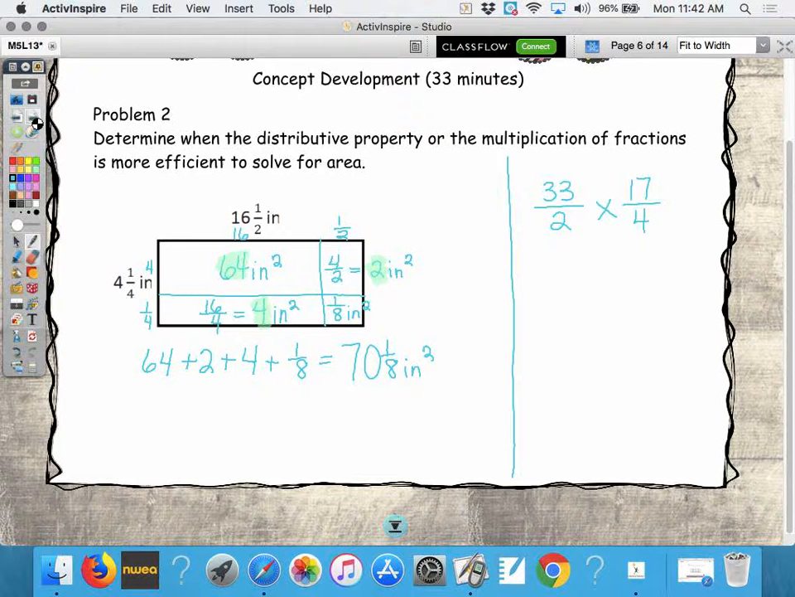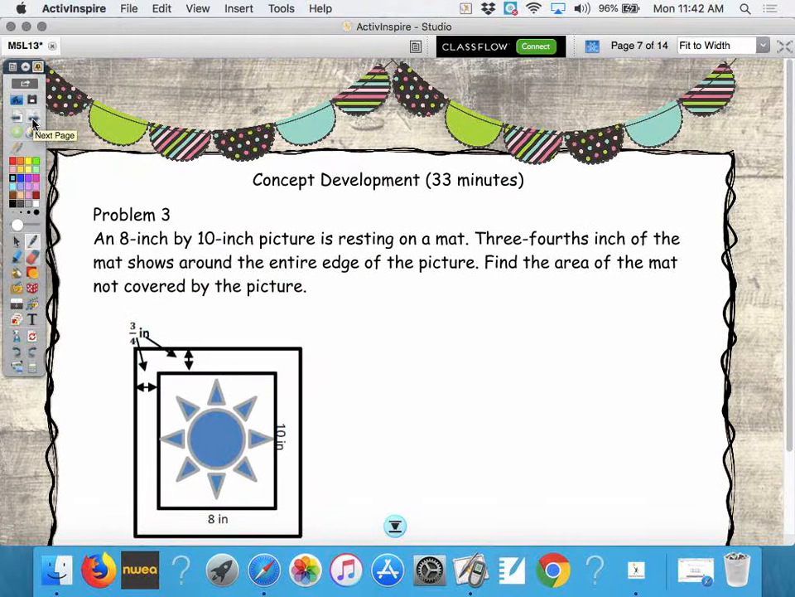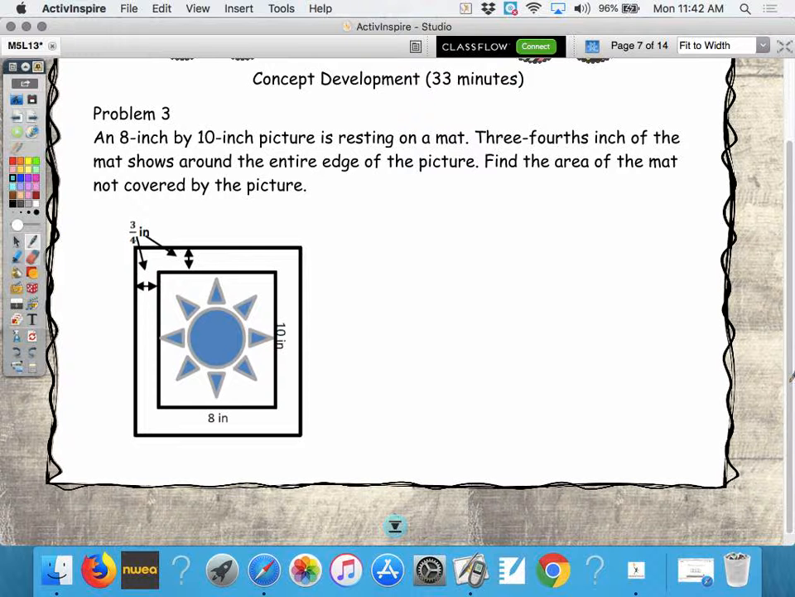So problem 3 is pretty difficult. In fact, Jocelyn, my senior aide, said she had a problem like this on her test to see if she could take college algebra. So, are you paying attention? Okay. An 8-inch by 10-inch picture is resting on a mat. 3/4 inch of the mat shows around the entire edge of the picture. Find the area of the mat not covered by the picture.